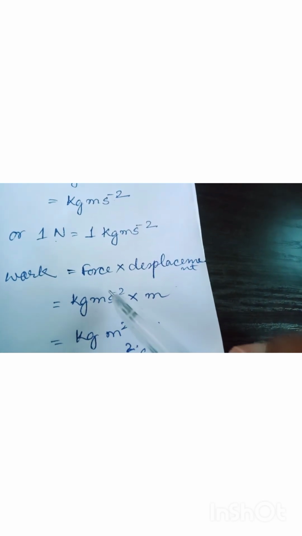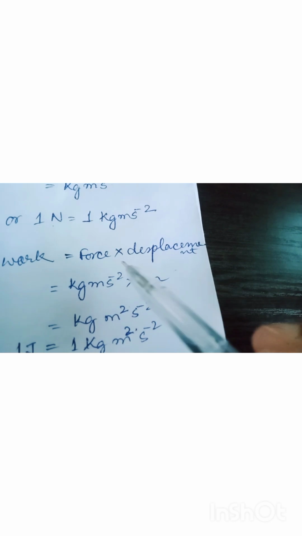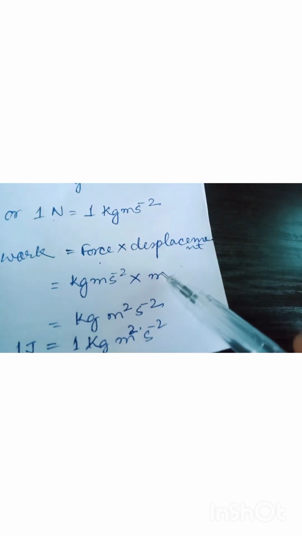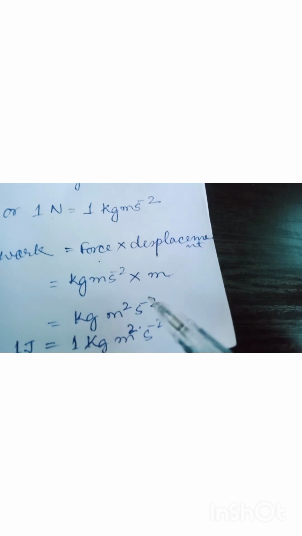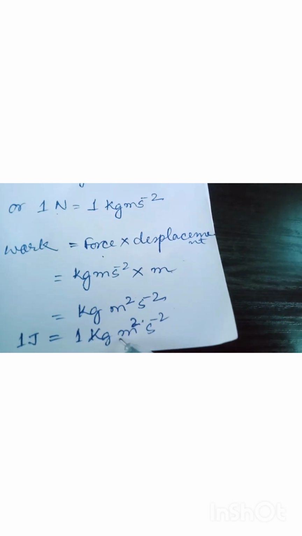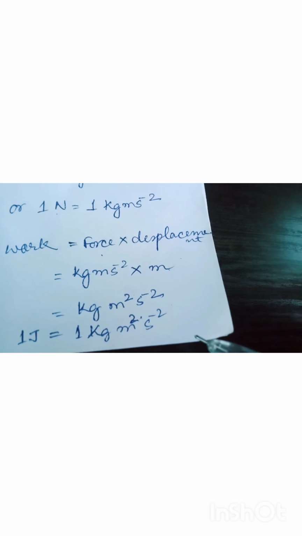For work, it is force multiplied by displacement. So we put the unit of force and then that of displacement. Now we have kg meter square per second square. So 1 joule is equal to 1 kg meter square per second square. Similarly, we can obtain derived units for different derived quantities.